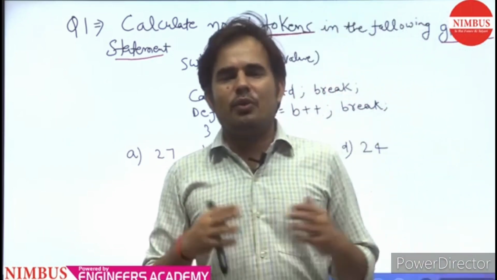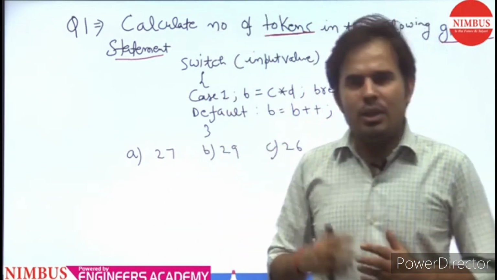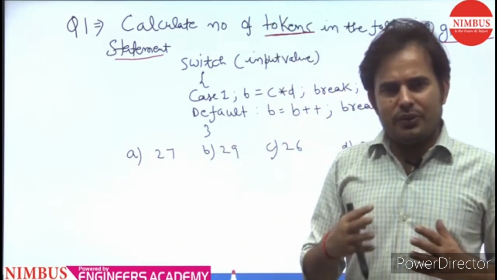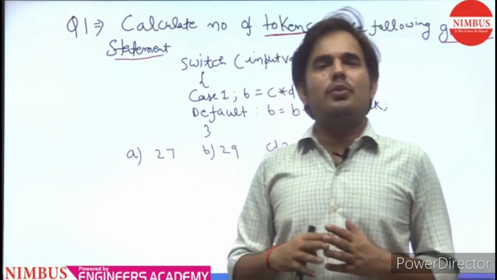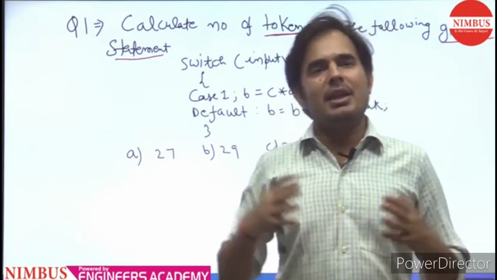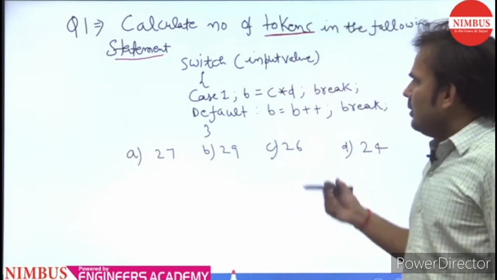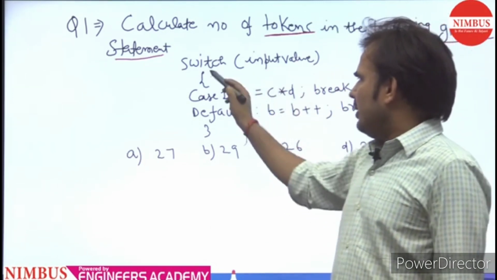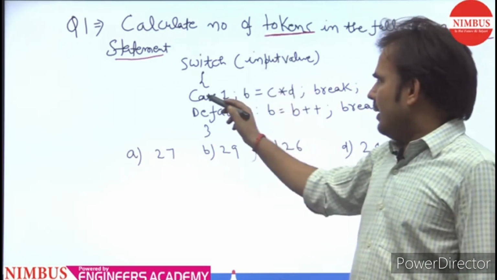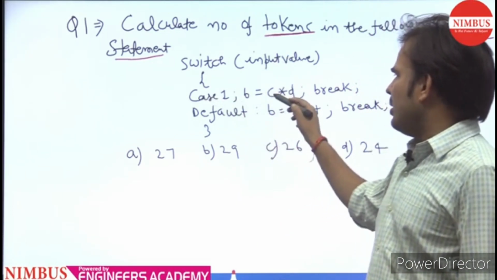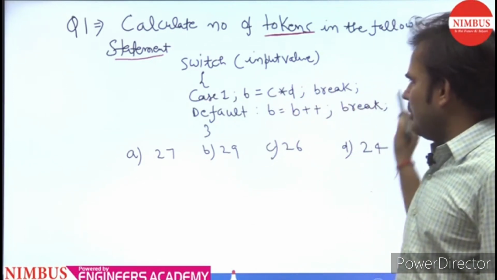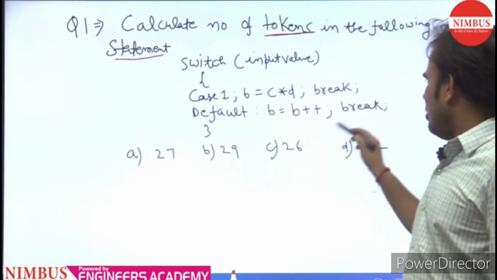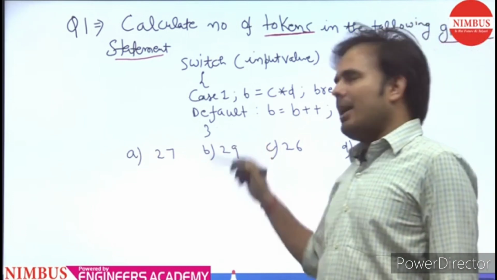So first we need to understand who is responsible in compiler design to produce tokens. The very simple answer is the lexical analysis phase is responsible for generating tokens by taking the source program as input. Okay guys, so this is the C statement: switch (input value) open bracket, case 1 semicolon, b equal to c asterisk d semicolon, break semicolon, default colon, b equal to b plus plus semicolon, break semicolon, and the bracket is closed.